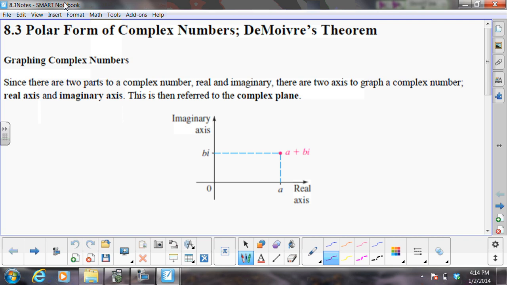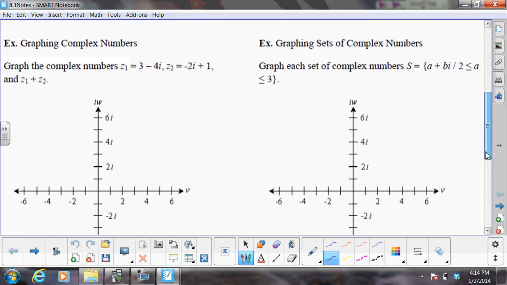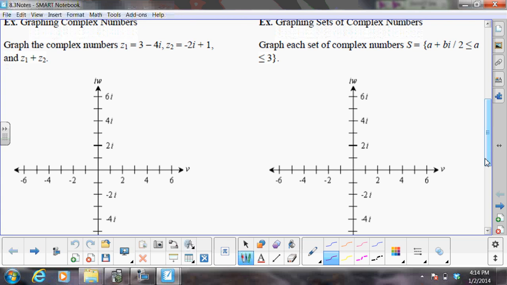So we're going to graph complex numbers. Hopefully you remember that too. There's a real axis and an imaginary axis. The real axis is your x-axis, imaginary axis is your y-axis. Same exact thing, you go over to your x left or right, then you go up or down. And that is in the complex number plane. So we have the complex number z1 right here, 3 minus 4i. So you go over to 3, down to negative 4, put a dot. That would be z1.